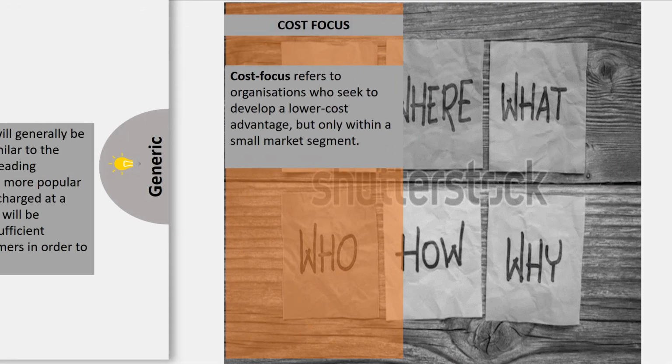Cost focus refers to organizations that seek to develop a lower cost advantage but within a small market segment. So it's still a cost focus, but within a specific segment of goods.